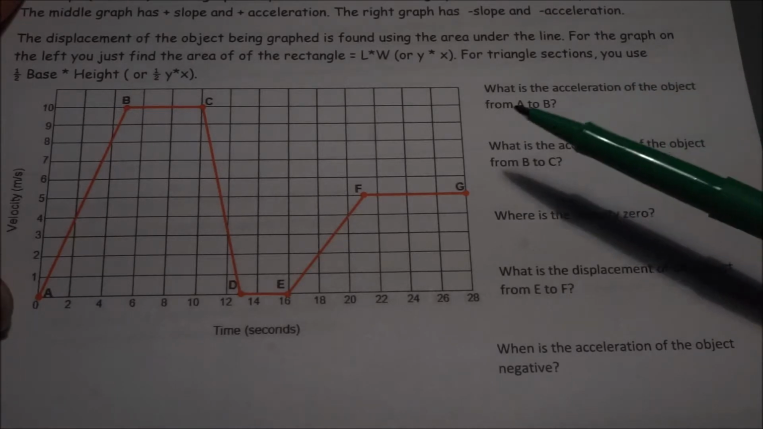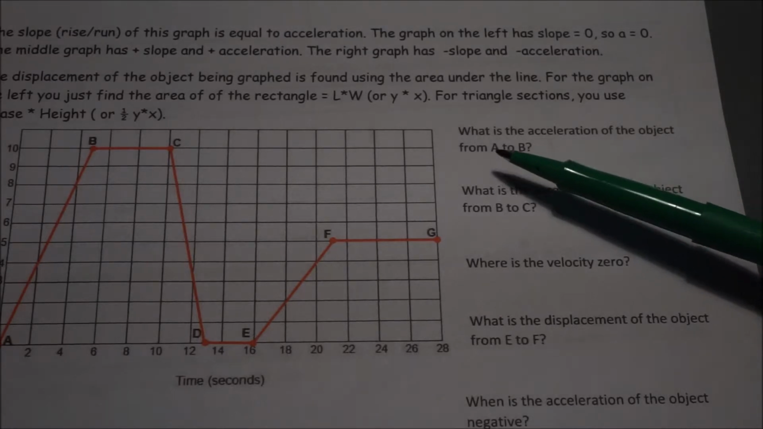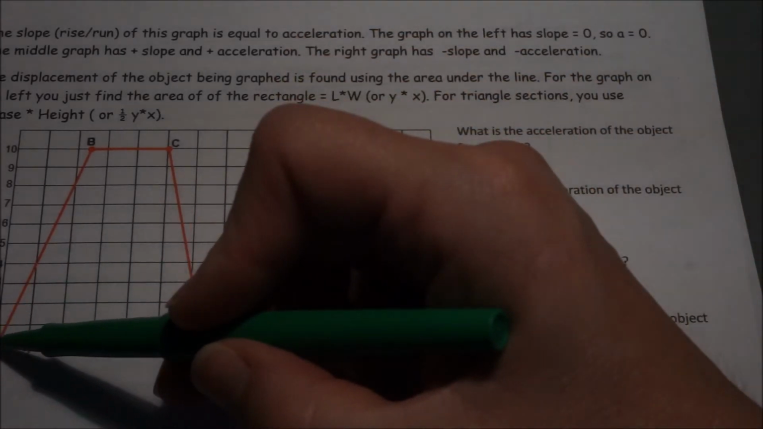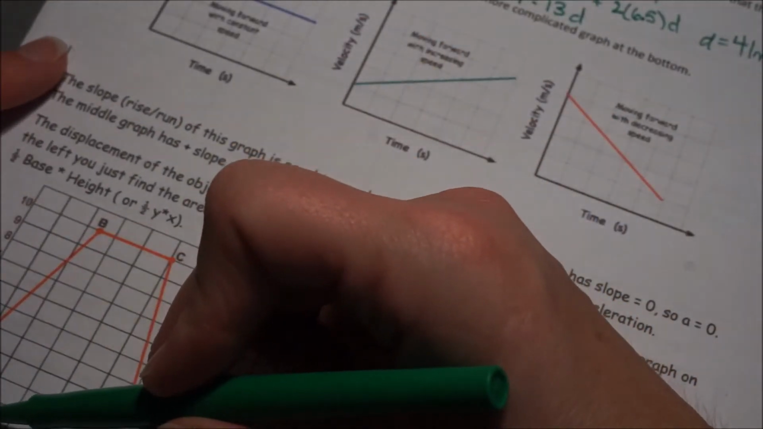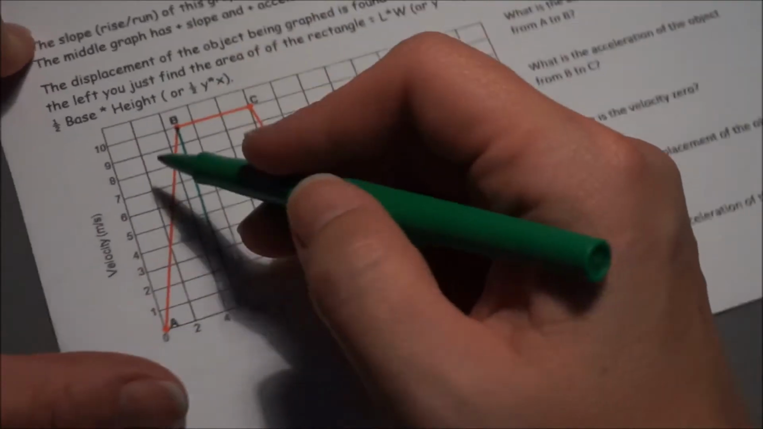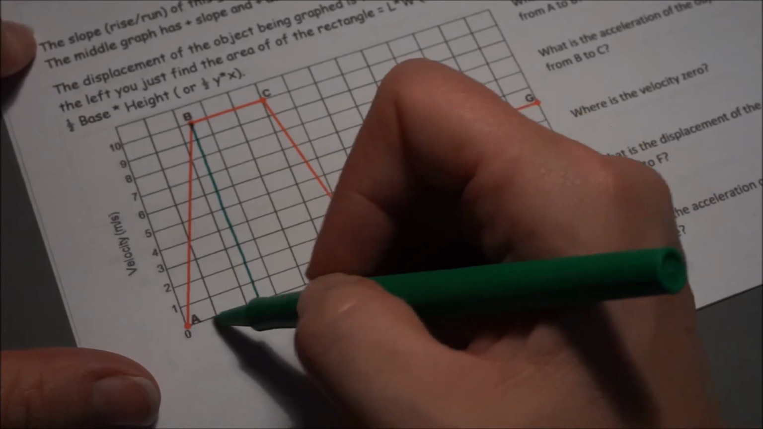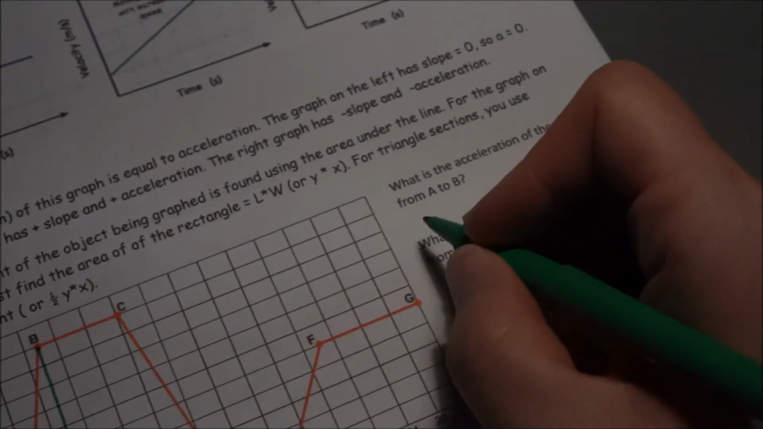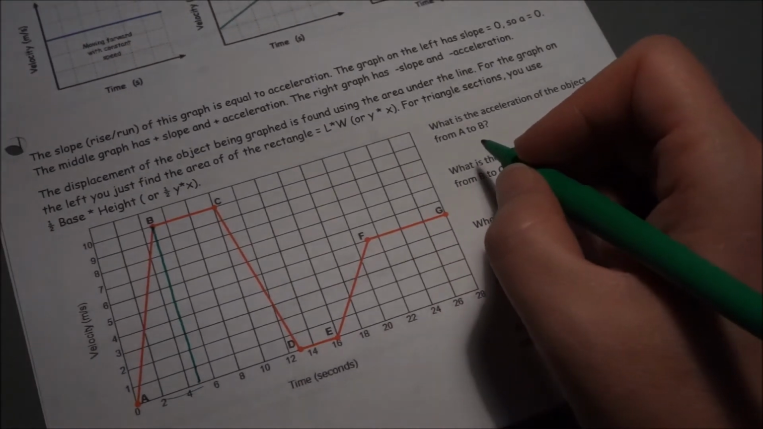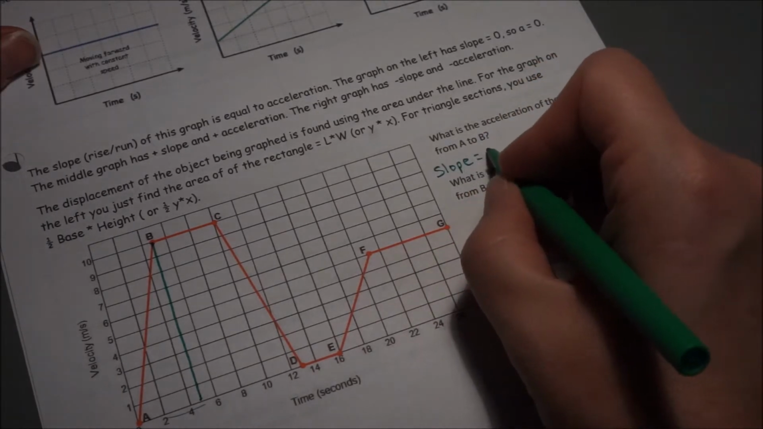In our section down here, we have a graph that's got a lot of things going on, and we have questions on the side. It asks us to find the acceleration of the object from A to B. So this line, A to B, what we would want to do is analyze the change in our velocity from here to here and the change in the time. I'm trying to adjust my zoom. So the slope is equal to the acceleration.